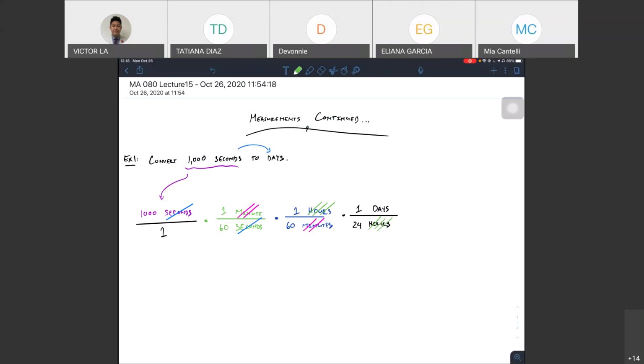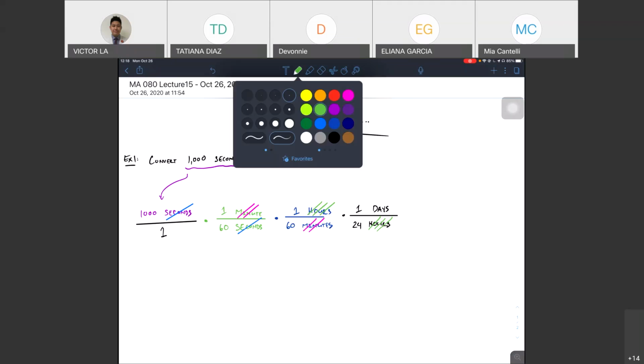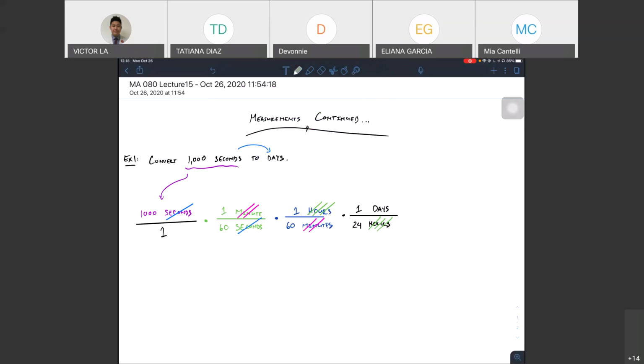So the point of the units, again, is that they're supposed to guide you so you keep track of what to cancel. And the numbers just become one big fraction. So let's use gray here. I know gray is not a color I use often, but you can see you're going to go 1,000 times 1 times 1 times 1. That's the numerator, 1,000. And then the denominator, you can see that it's 1 times 60 times 60 times 24. Now you have to do that. Get a calculator out. 60 times 60 times 24.